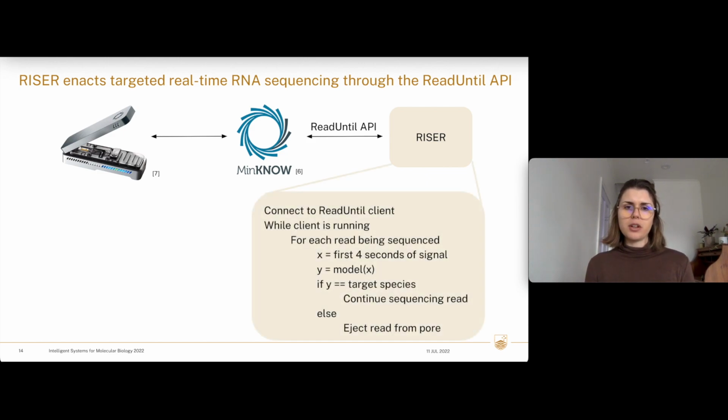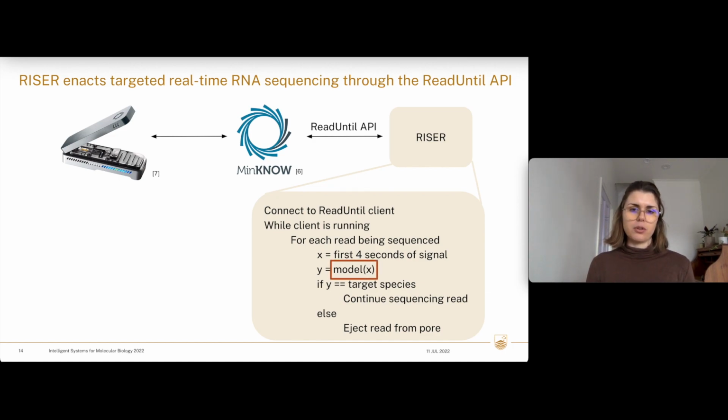So the way RISER works is it first connects to that Read Until client. Then while the client's running, for each read being sequenced, it gets the first 4 seconds of signal for that read. Based on the signal, it classifies whether the RNA is coding or non-coding. And then if it's a hit of the target, it continues sequencing the read, otherwise it ejects the read from the pore to make room for the next strand.